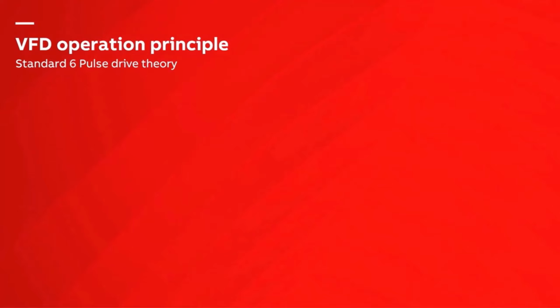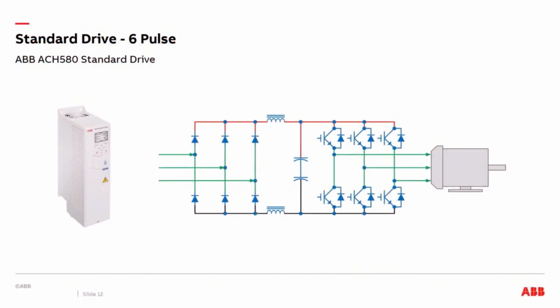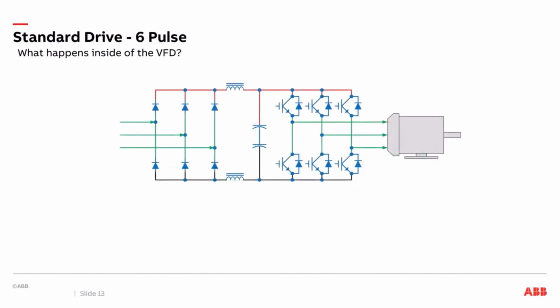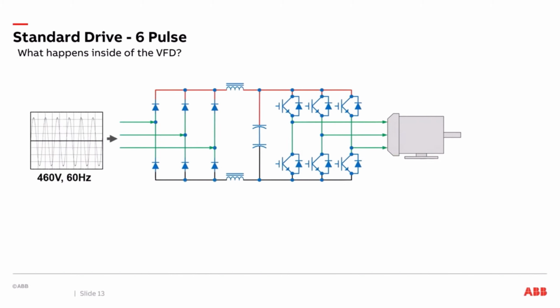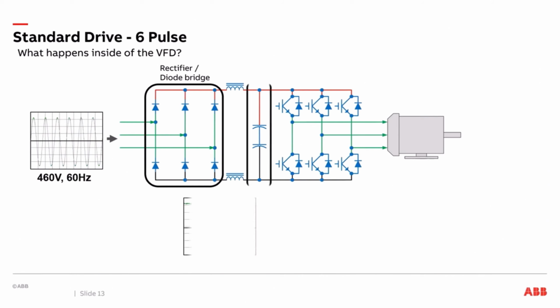creates harmonics. For a standard 6-pulse drive, we will be using the ABB ACH580 standard drive as our example and our model for the next few slides. Let's see what happens inside of a 6-pulse VFD. We'll apply 460 volts, 60 hertz to the front of the drive. The rectifier, which is a 6-pulse diode bridge, contains 6 diodes to rectify the 3-phase input. That 6-pulse diode bridge converts the AC input to a DC 650 volts to charge the DC bus.